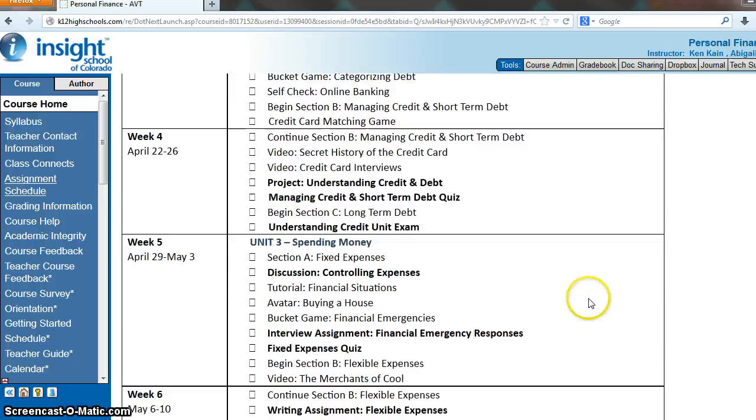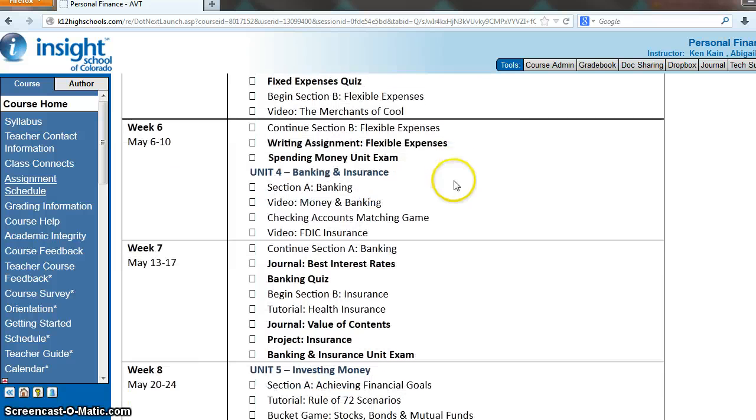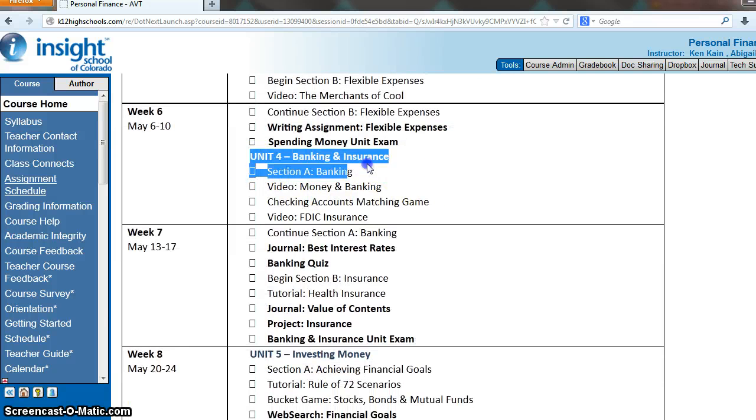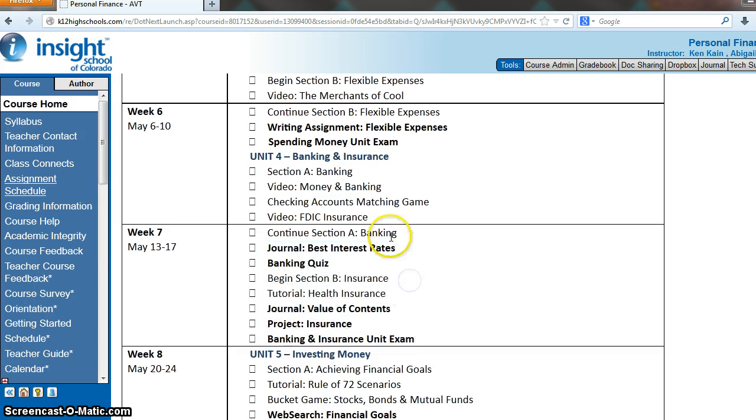So that assignment is due this week, and then you also have the exam for this week. So not a lot going on this week, except one thing I would advise, we will be moving into Unit 4, and there are several assignments that are piled up on you next week. So if I were you, I would get these 2 assignments knocked out right away, and then maybe even finish up this journal and banking quiz.